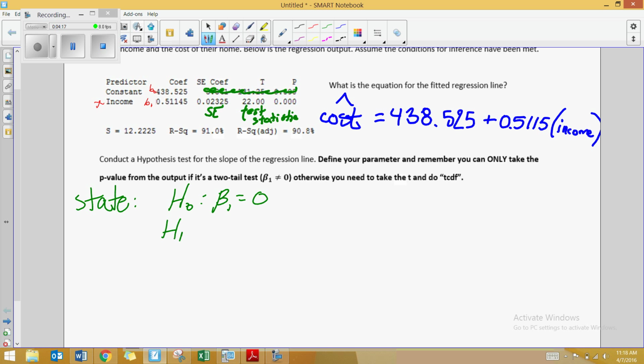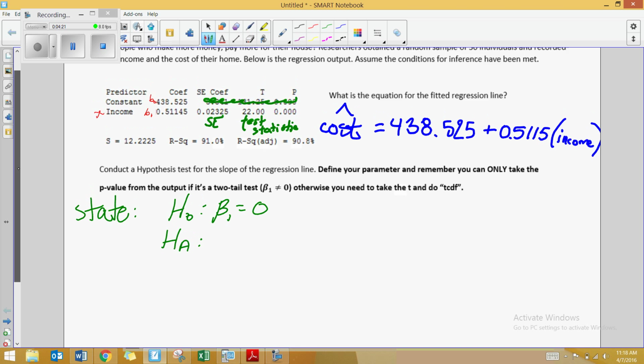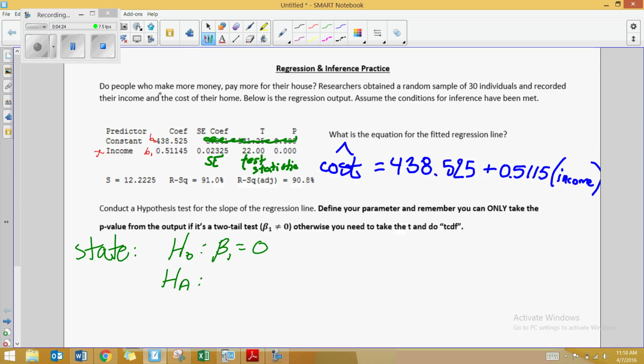My alternative, let's look back at the original problem to see what we're trying to test. So at the beginning it said, do people who make more money pay more for their house? So they're hypothesizing a positive association, right? More money as x is increasing, more for their house. Y is increasing. As x increases, y increases. So that's going to be an alternative of beta 1 being greater than 0.